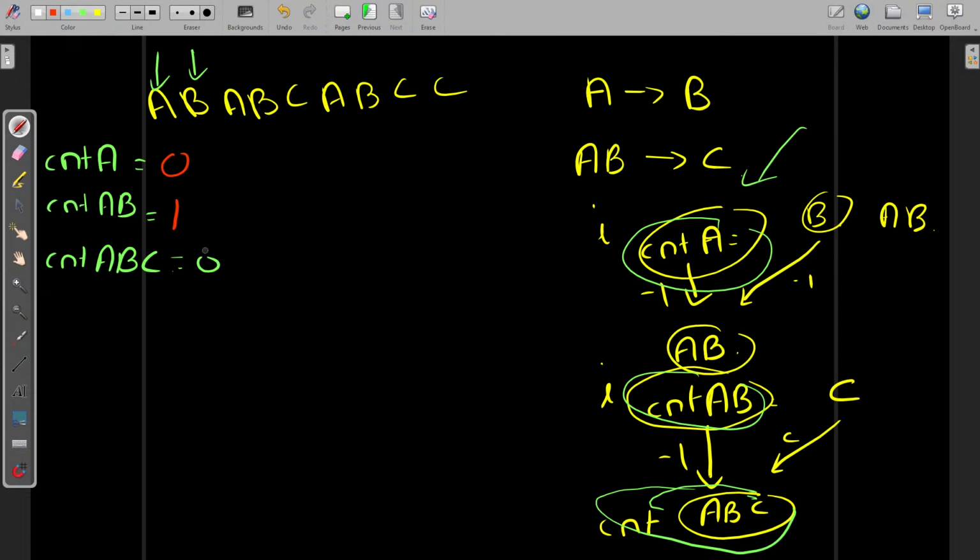Next we have again the character A. Now for A, I will just increment the count of A by 1. So it would go like this. Next, I encounter a B. Then I see, okay, I already have an A. I can use that A. It will go to 0 and I will increment count AB by 1. Now we have two pairs of AB ready and count A is 0.